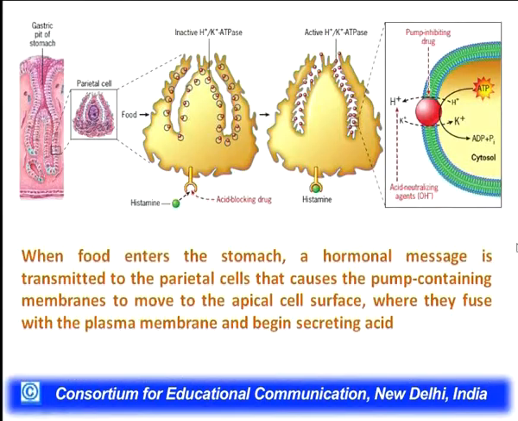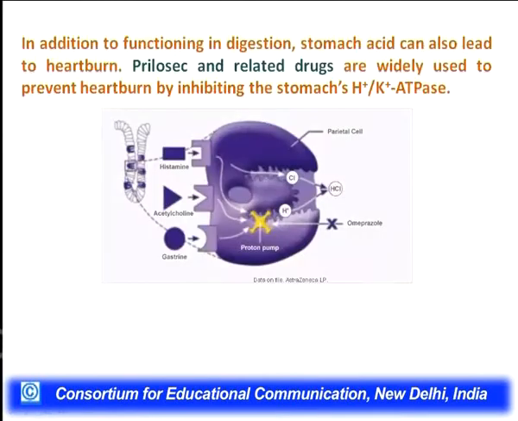Because when the food enters, the acid needs to be released into the stomach for the proper digestion of the food. But if there is too much acid, it causes acid reflux, and therefore we have to take certain drugs. And we will see the mechanism of some of these drugs. So this is the entire working of the stimulus which is given, and then how the hydrogen potassium ATPase works, which are present in the parietal cells of the epithelial lining of the stomach.